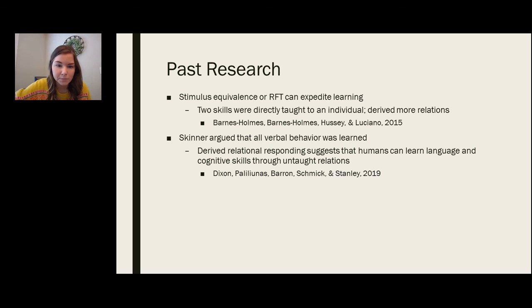Skinner argued that verbal behavior was learned, but a study done in 2019 by Dixon and his colleagues on derived relational responding suggests that humans can learn language and cognitive skills through untaught relations.